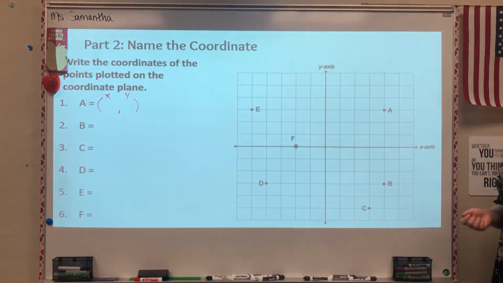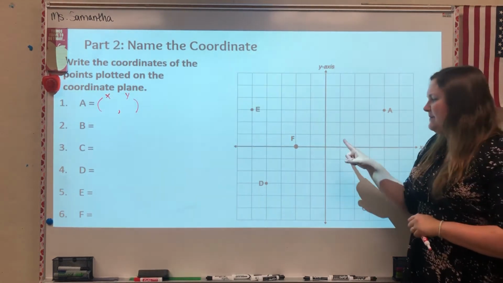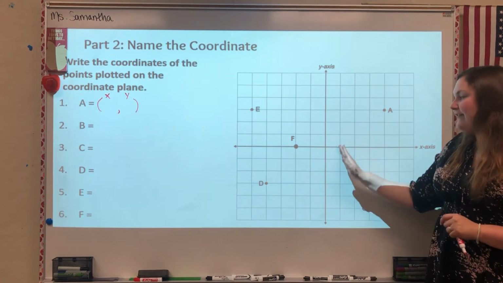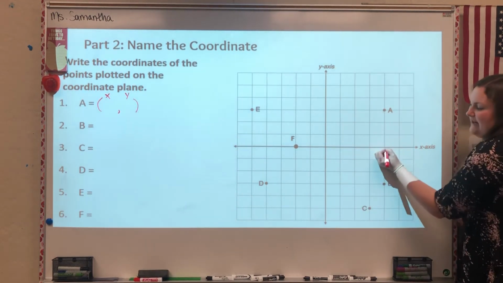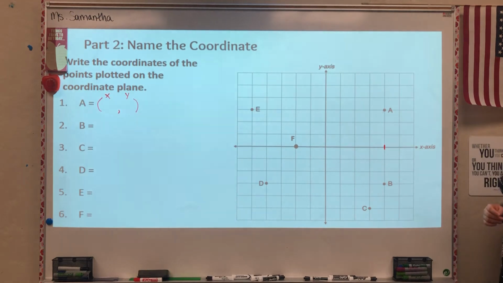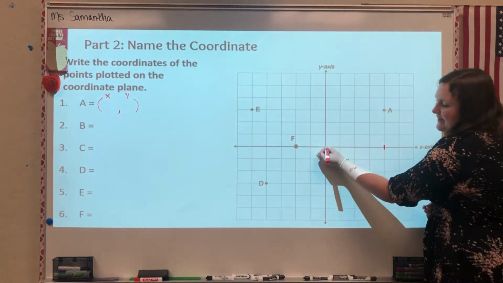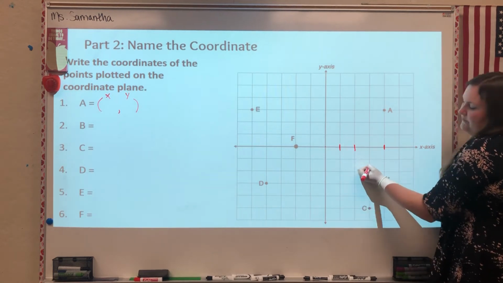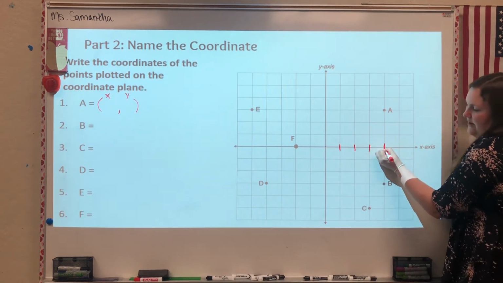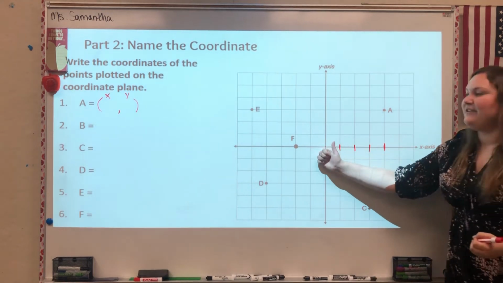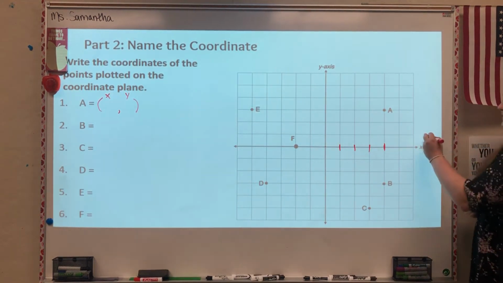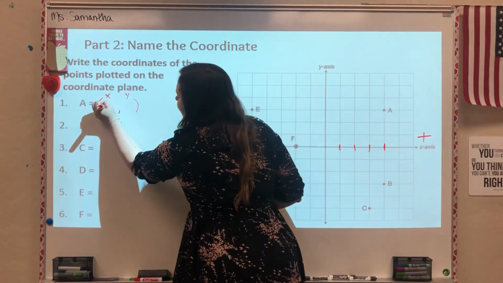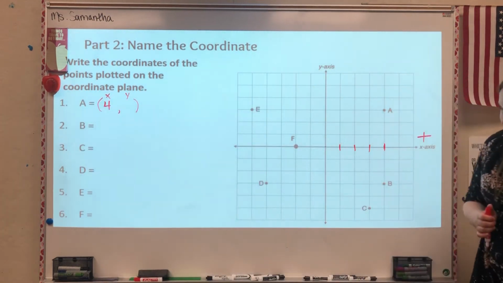Now when you go to count, the biggest mistake I see students make is they're counting the boxes. You don't want to count the boxes, you want to count the graph lines, because remember, this point here is on a graph line. So when I go to count, remember the middle is 0, we're just going to count 1, 2, 3, 4. And because I'm counting in this direction, it would be a positive 4. So I can go ahead and say my x coordinate is the number 4.